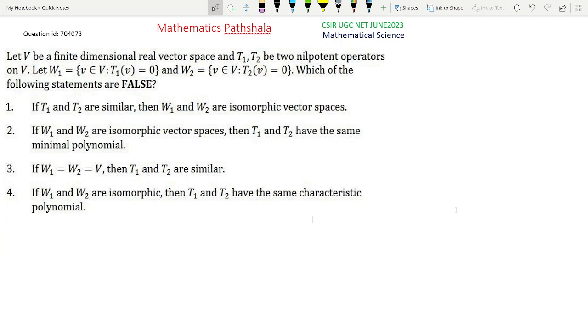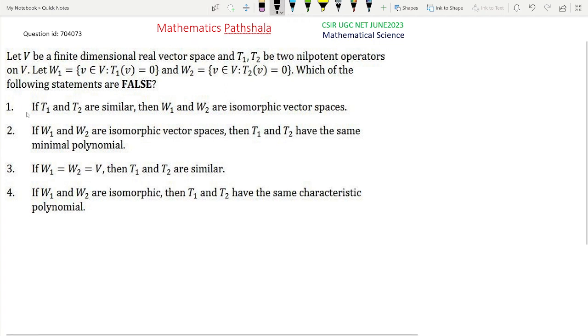Given that V is a finite dimensional vector space and T1, T2 are two nilpotent operators. That means T1 to the power some k equals the null operator, and T2 to the power some m equals the null operator. W1 is the null space of T1 and W2 is the null space of T2. Which of the following statements are false? So let us check one by one.